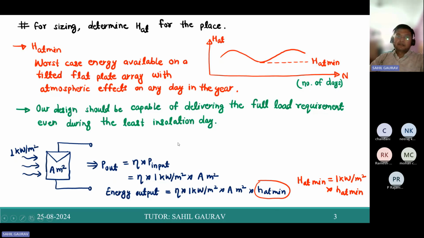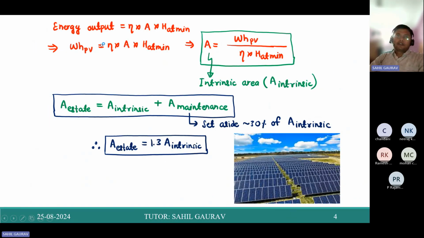That is the worst case energy available at a place. So we can write that energy output equals efficiency into area into H at minimum, and therefore we can write the energy output from PV, watt hour PV, equal to efficiency into area into H at minimum. Therefore, we can find the area of this solar PV array that we need to install.